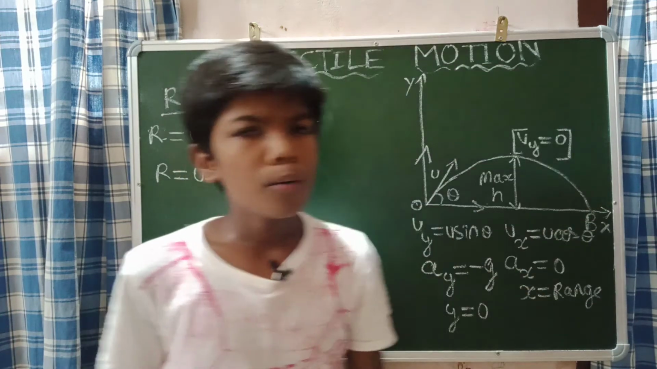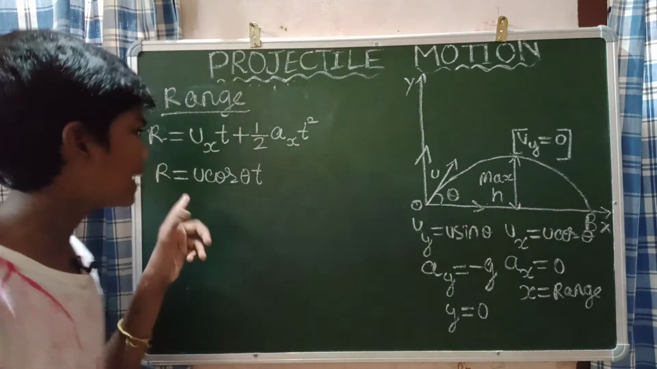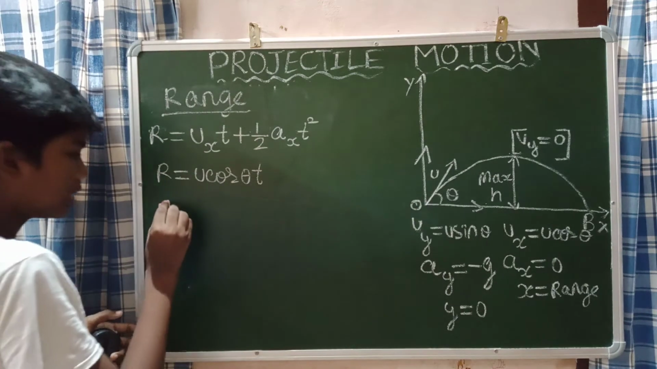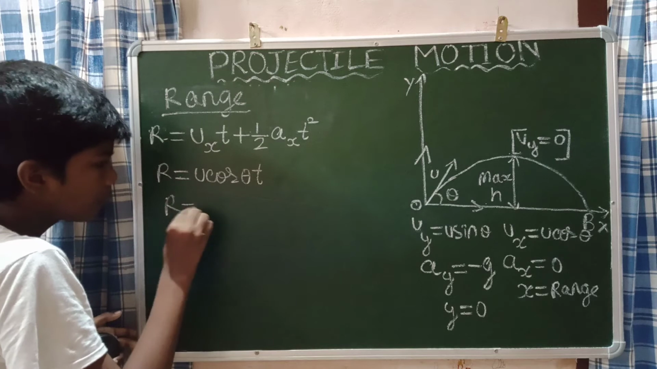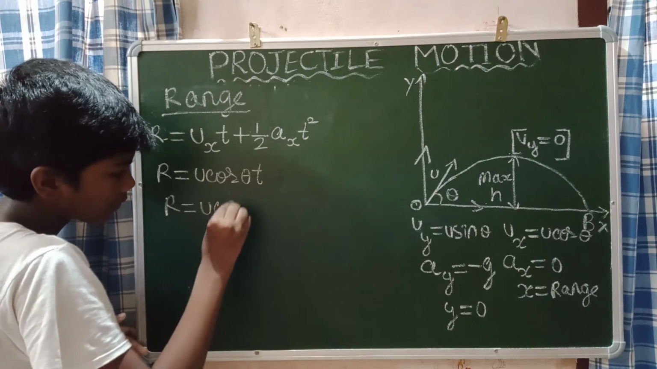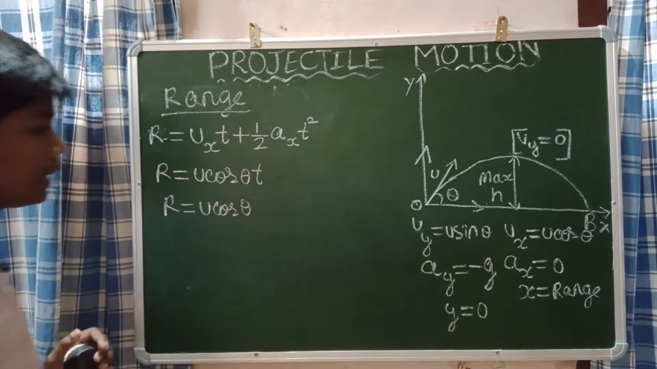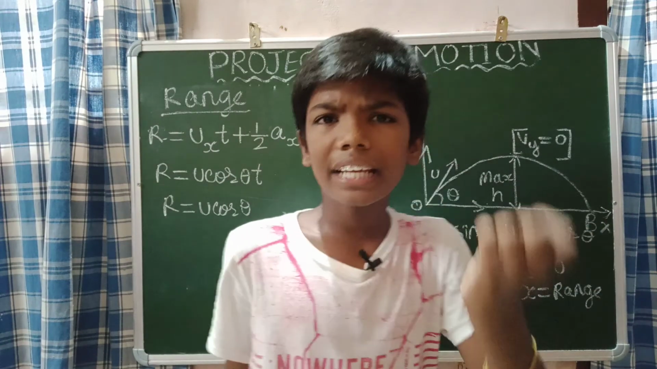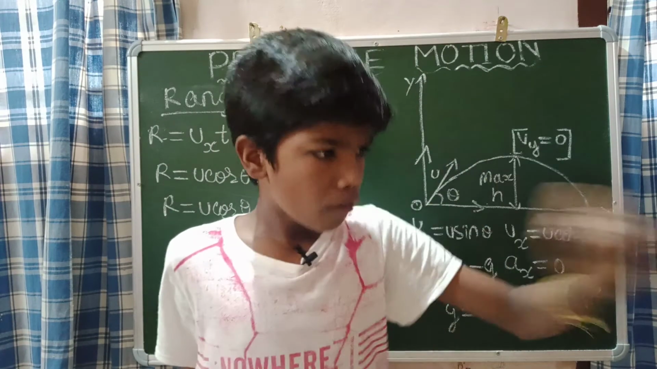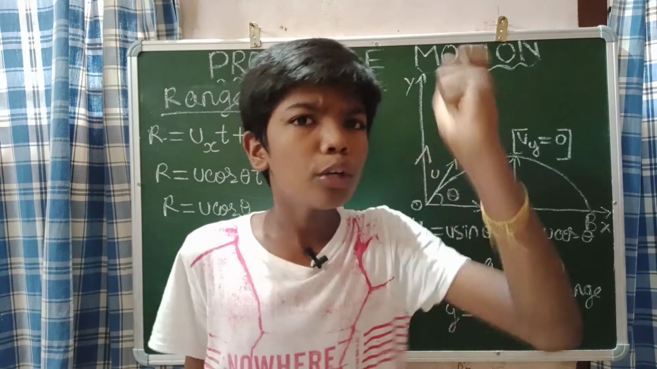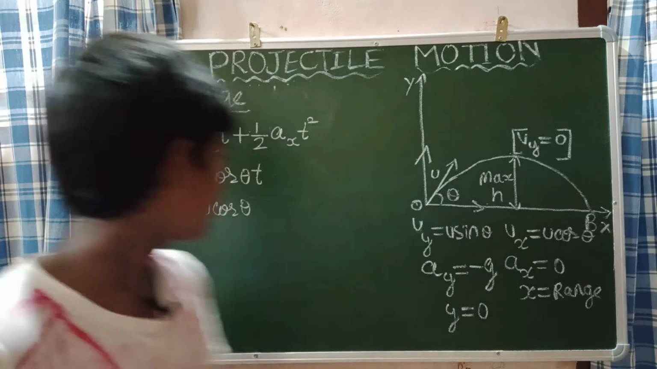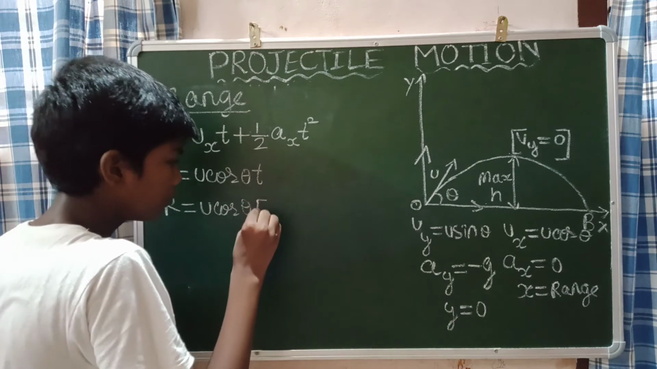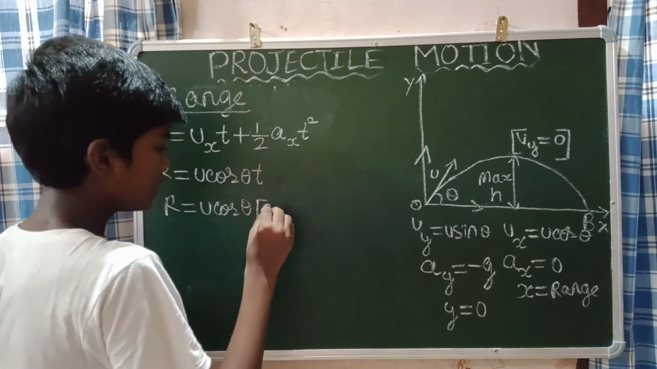Now we are going to make some changes in the u cos theta. Range is equal to u cos theta into t. Earlier I found the time taken: the time of flight for the entire motion is 2u sin theta divided by g. Now use it here, guys: u cos theta into time.